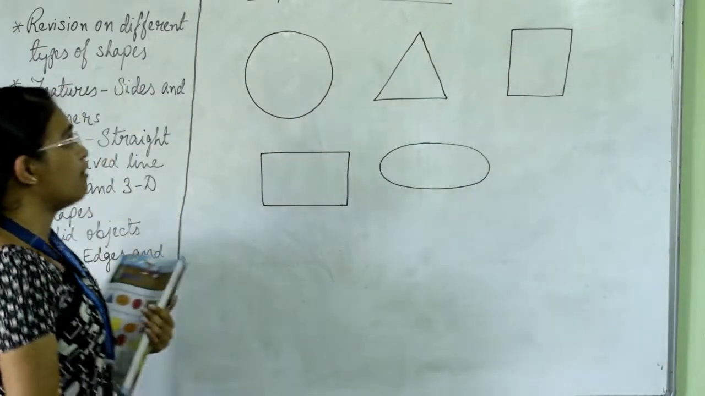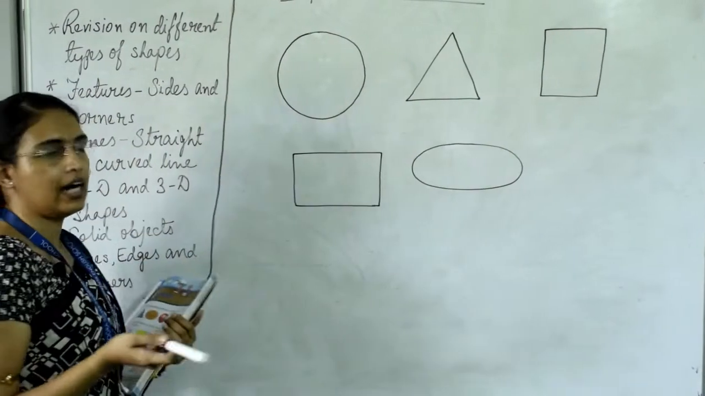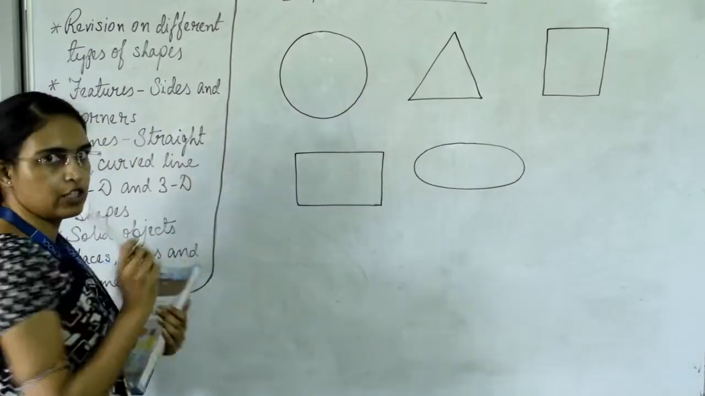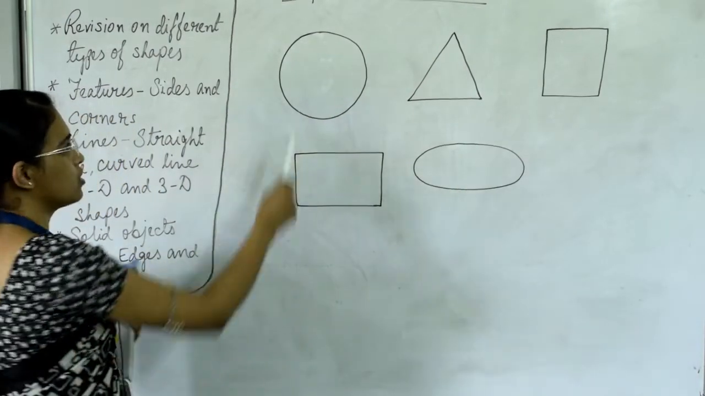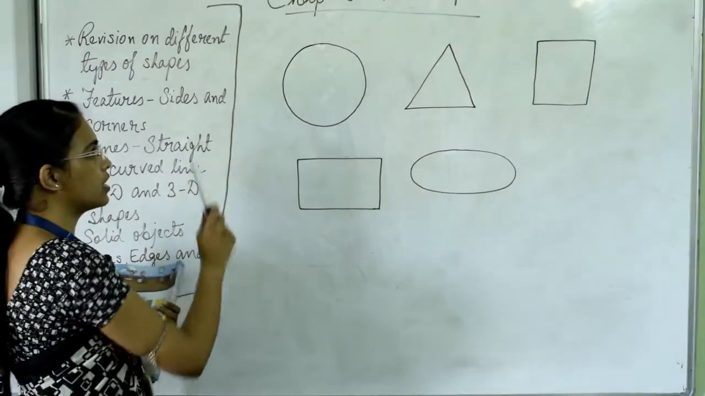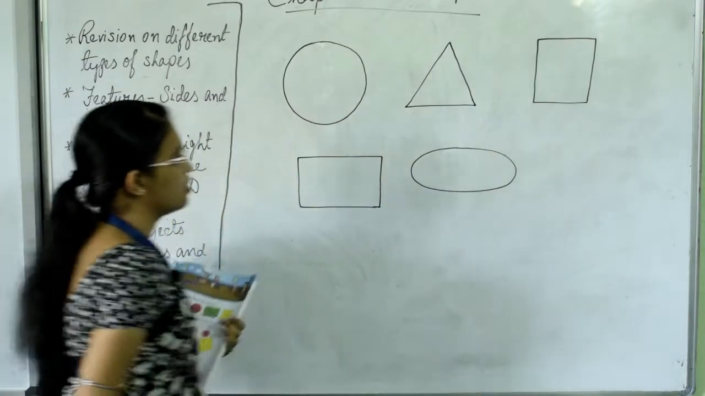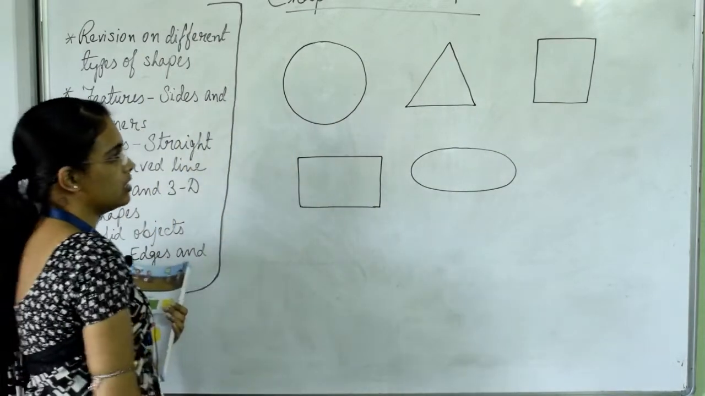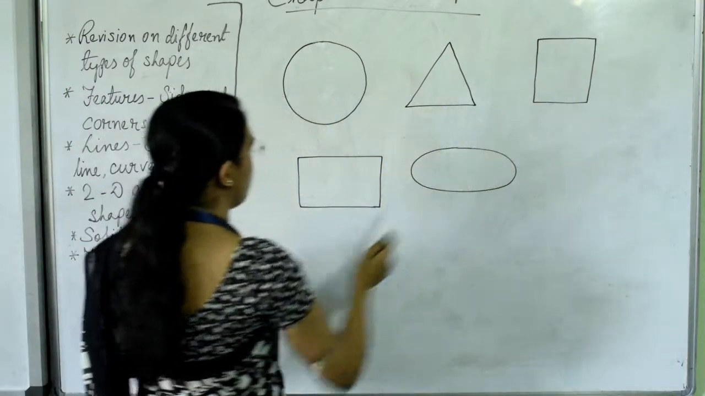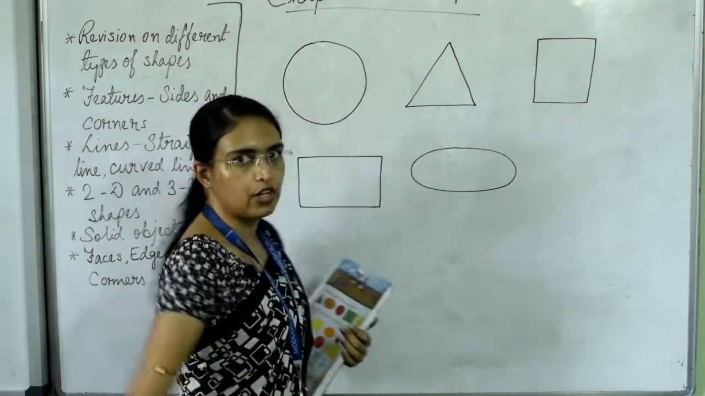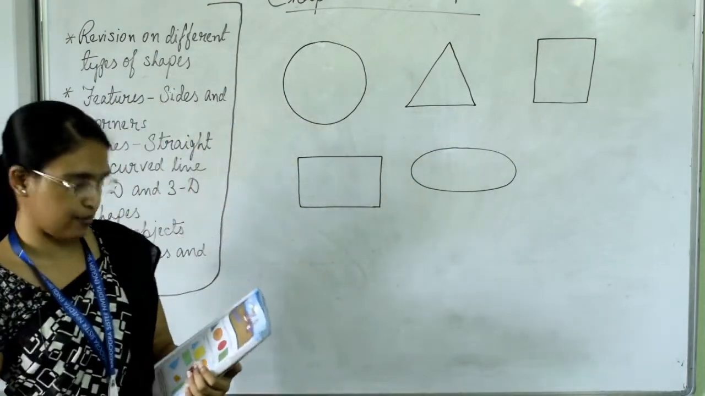Look, I have drawn some shapes and you have to identify what is the name of each shape, okay? Which shape is this? This is circle. This one triangle. This one square. This one rectangle. This one oval. Circle, triangle, square, rectangle and oval. So these all are different types of shapes.